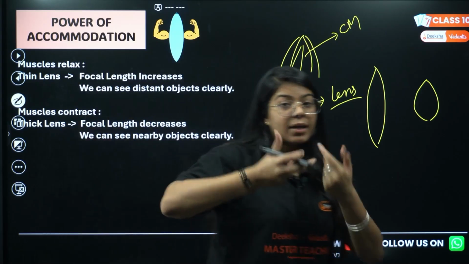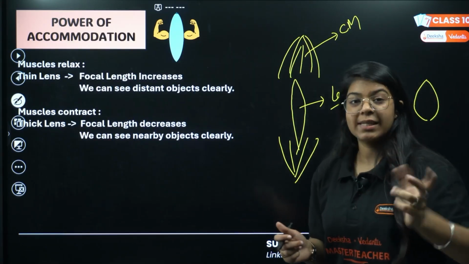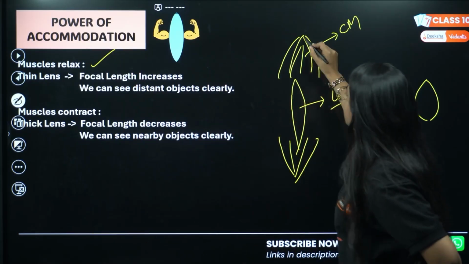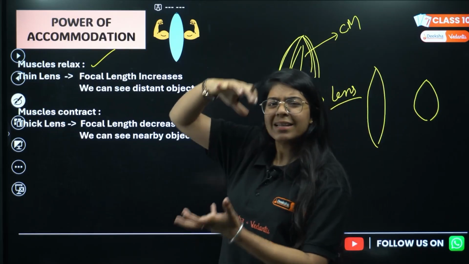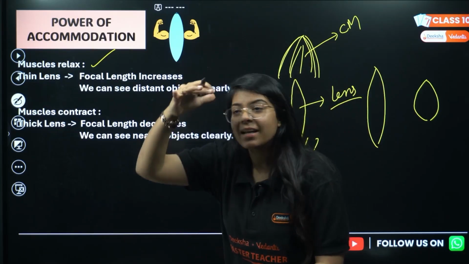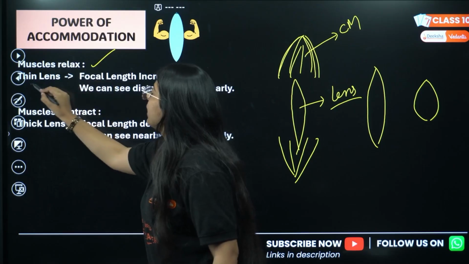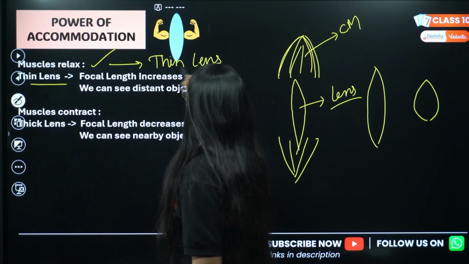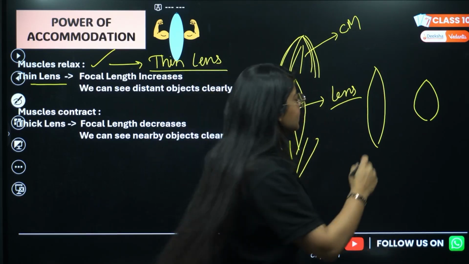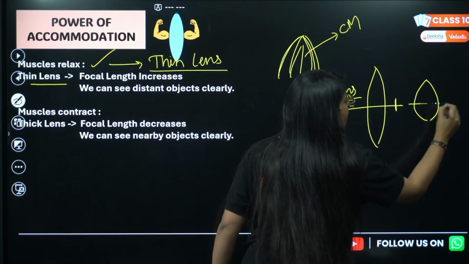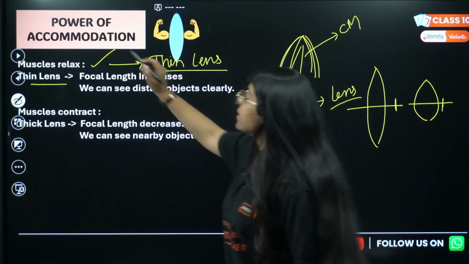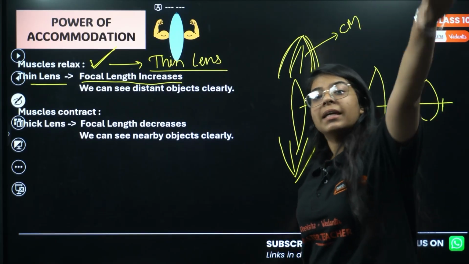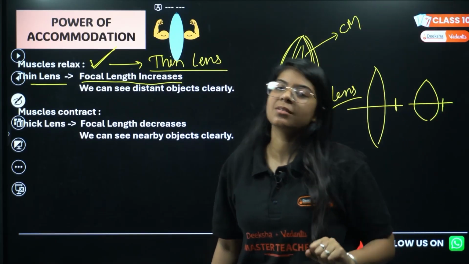Now exactly what happens, this is very important. MCQ questions can be asked from this, right? Okay, kids, listen up. When these muscles relax, that means they are not holding the lens tightly, the lens gets thinner. Because we have a thin lens, the focal length increases. I know the focal length of this lens is more than this lens, right? So as the muscles relax, the lens becomes thin and focal length increases. Since focal length increases, we can see distant objects clearly.